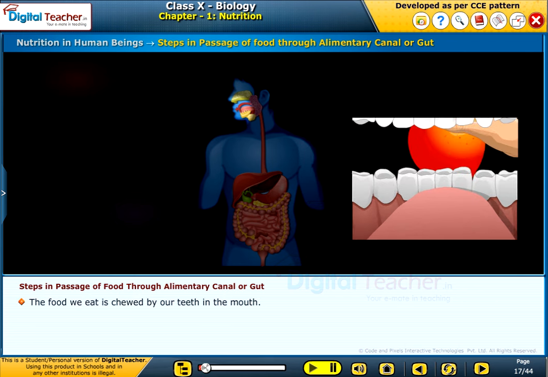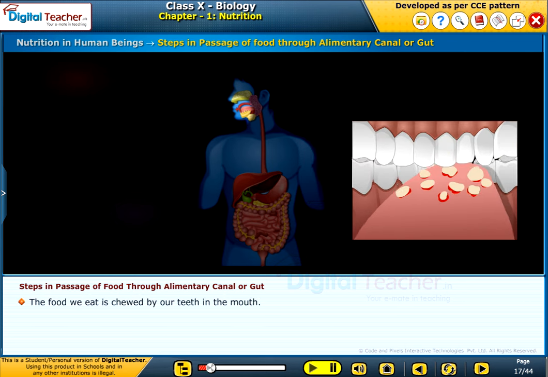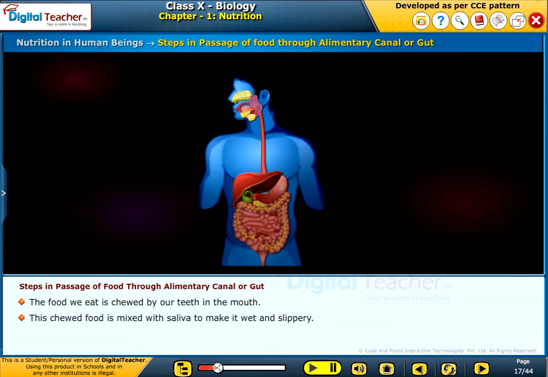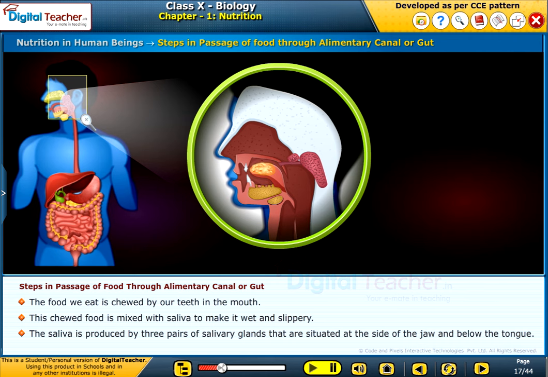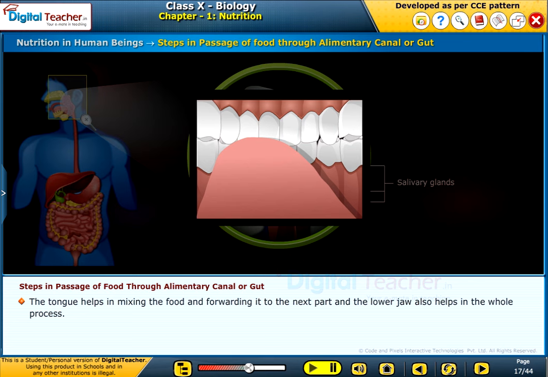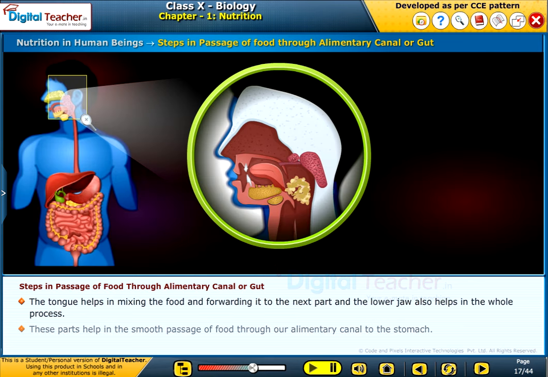The food we eat is chewed by our teeth in the mouth. This chewed food is mixed with saliva to make it wet and slippery. The saliva is produced by three pairs of salivary glands that are situated at the side of the jaw and below the tongue. The tongue helps in mixing the food and forwarding it to the next part, and the lower jaw also helps in the whole process. These parts help in the smooth passage of food through our alimentary canal to the stomach.